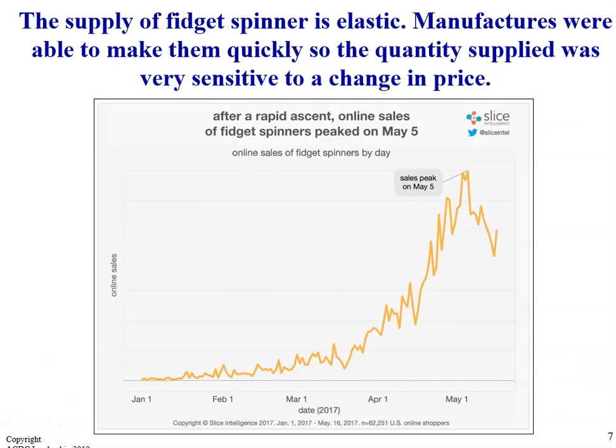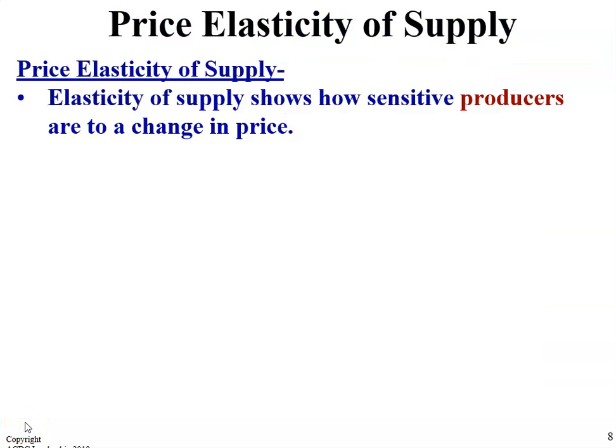The supply of fidget spinners is elastic. Manufacturers were able to make them quickly, so the quantity supplied was very sensitive to a change in price. The price elasticity of supply shows how sensitive producers are to a change in price.